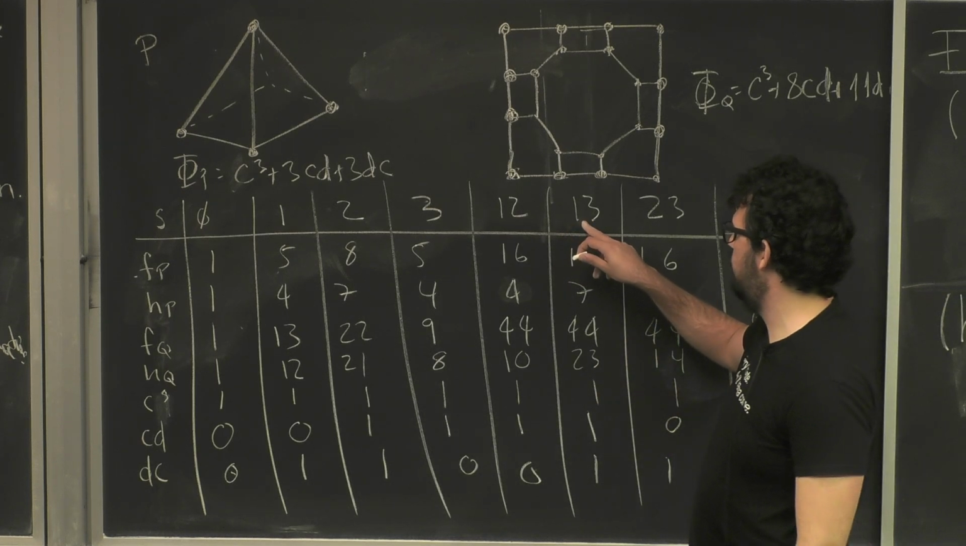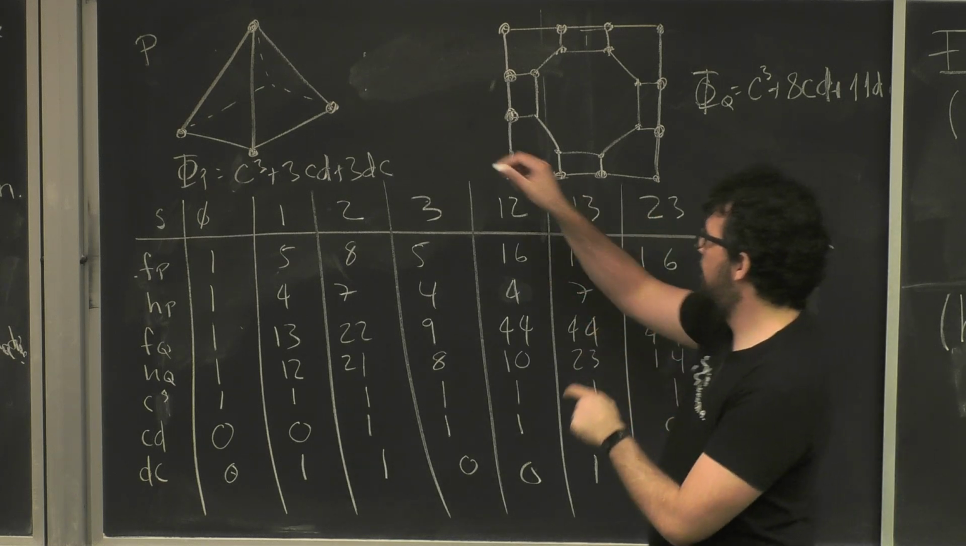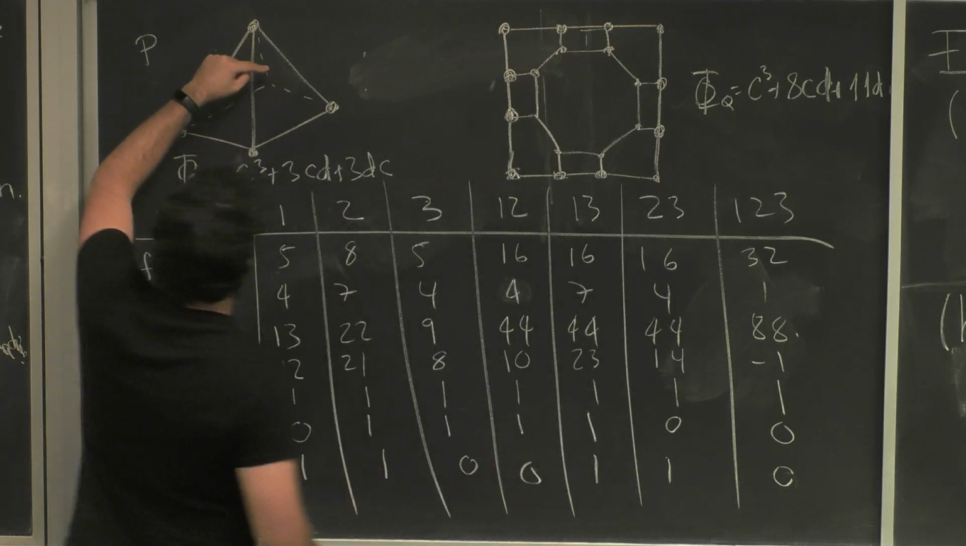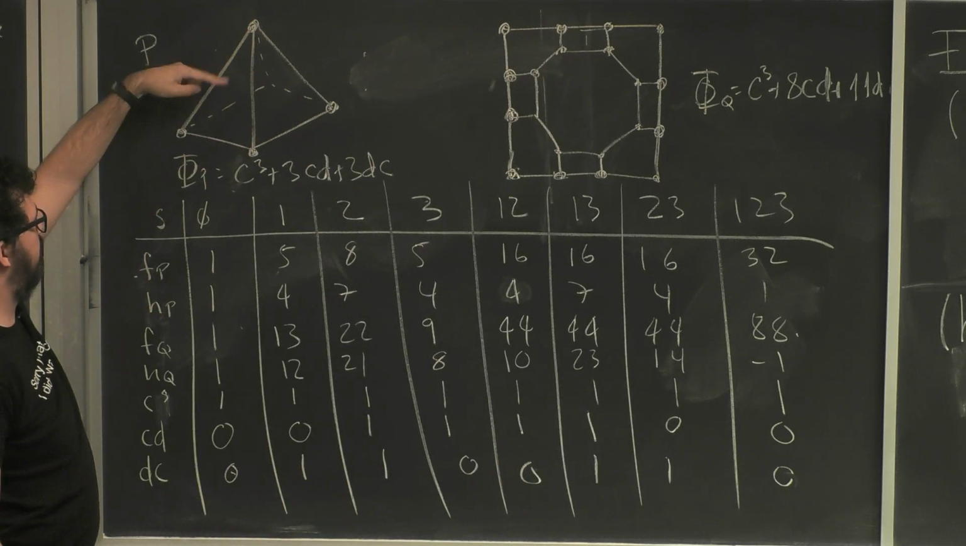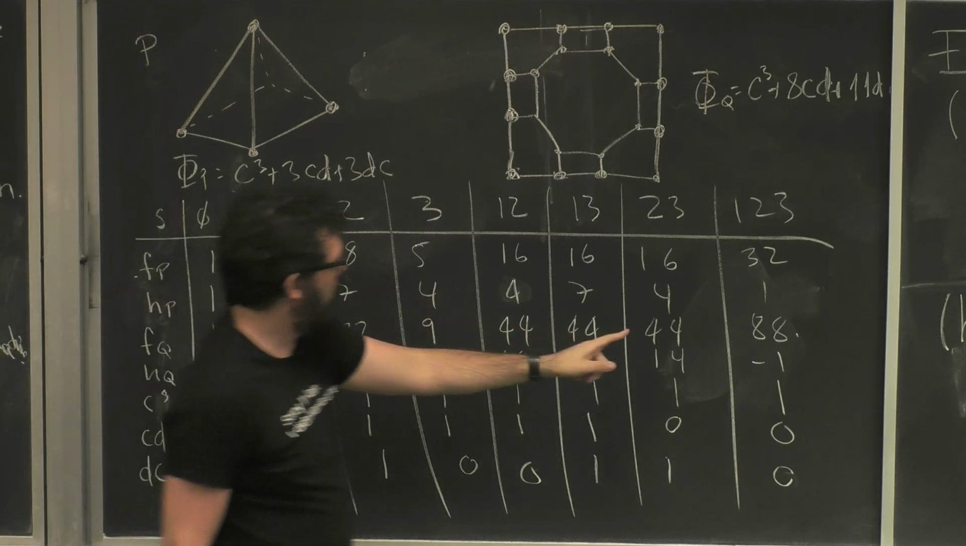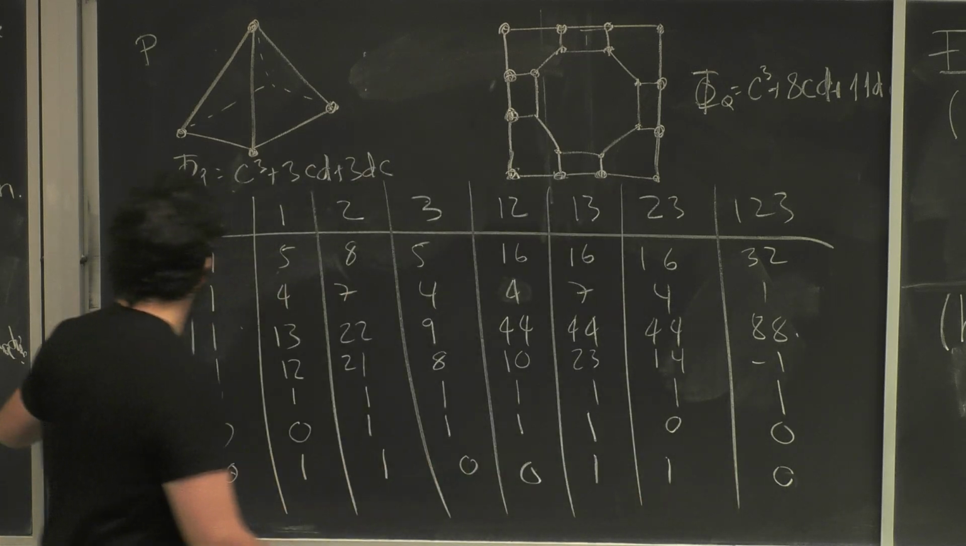What I want to do is count how many incidences I have between a facet and a vertex. For each triangle I have 3 incidences. I have 4 triangles, that gives me 12, and I have the bottom square, that gives me 4 extra, and I get 16. And if I know this information, it's pretty easy to compute h.